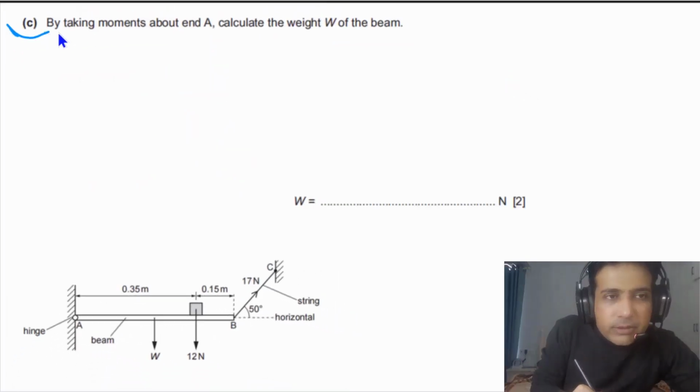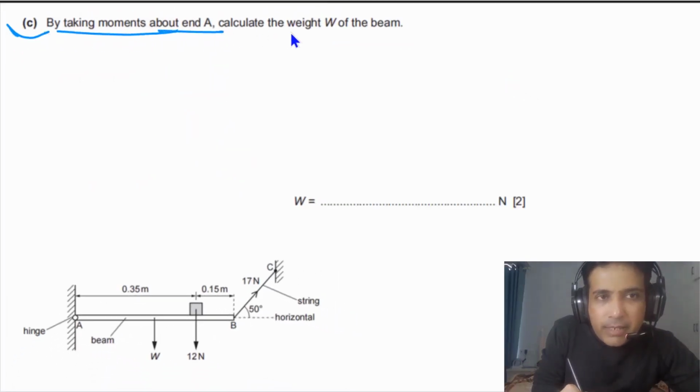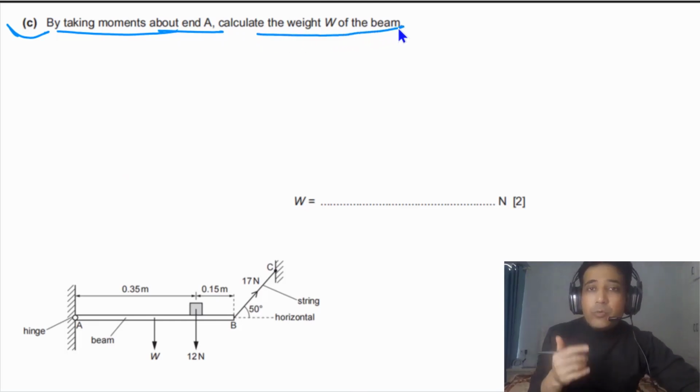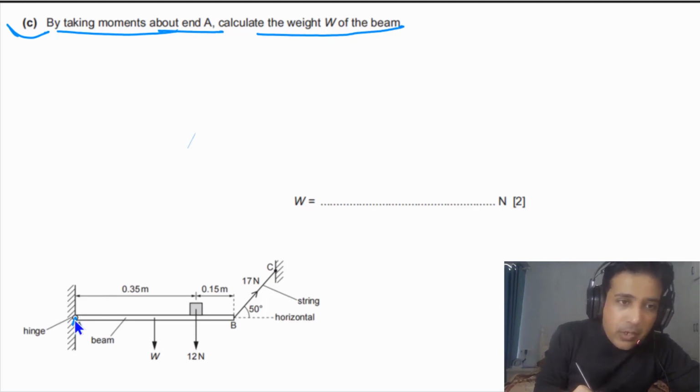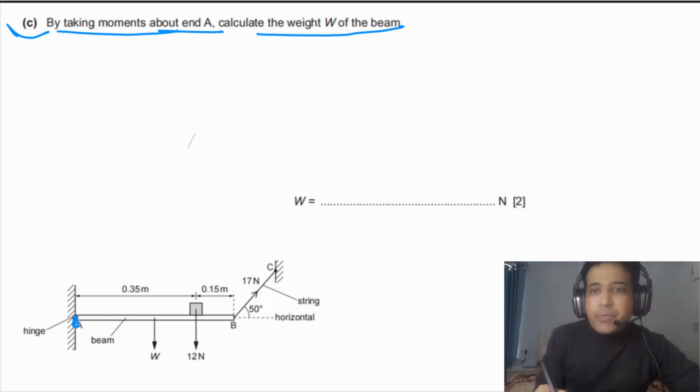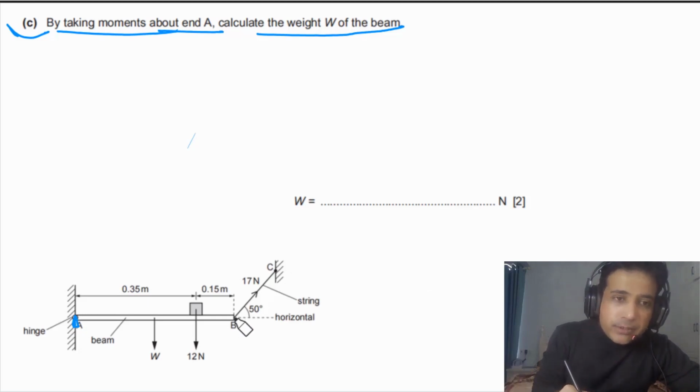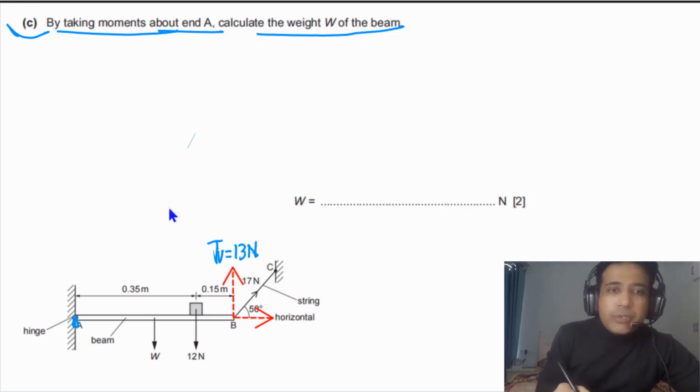For part C, question says by taking moments about A, calculate weight W of the beam. So we need to calculate weight W of the beam and we need to take moments about this end. So in this case, first of all, we have already discussed that tension has 2 components. One is the vertical component of tension. So this is the vertical component of tension and this one is horizontal component of tension. So we have already calculated vertical component of tension TV that was equal to 13 newtons. So now we need to take moments and we need to calculate value of W.